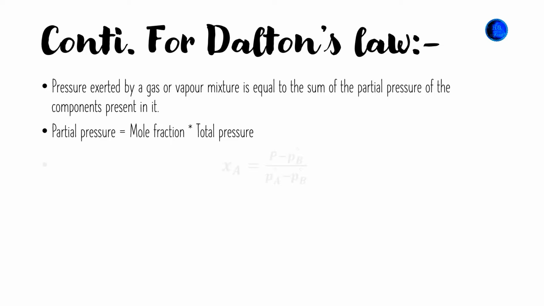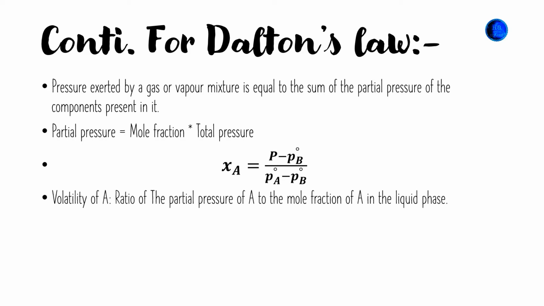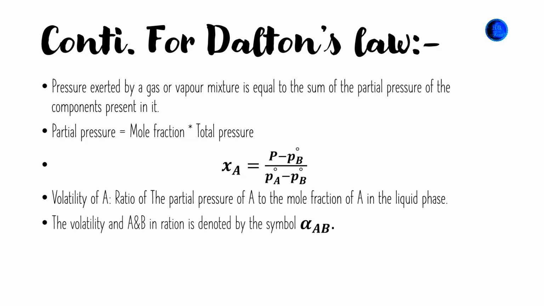Knowing the vapor pressure of component A, the more volatile component, and B at various values of temperature, X, Y data can be generated for an ideal solution as follows. Knowing Xa, the corresponding equilibrium value of the vapor phase concentration, Ya, is obtained with the help of the equation. Volatility of A is defined as the ratio of the partial pressure of A to the mole fraction of A in the liquid phase.